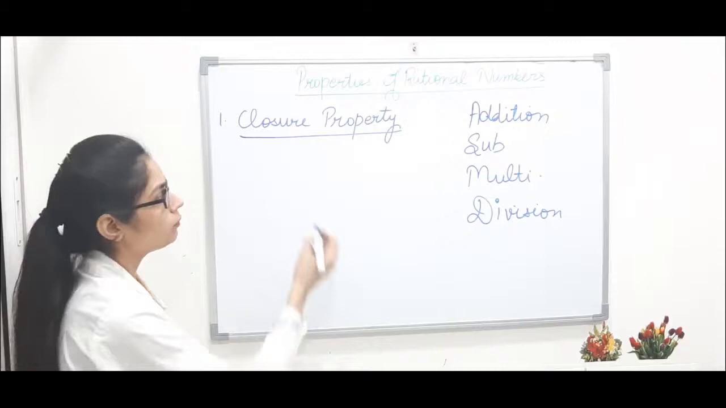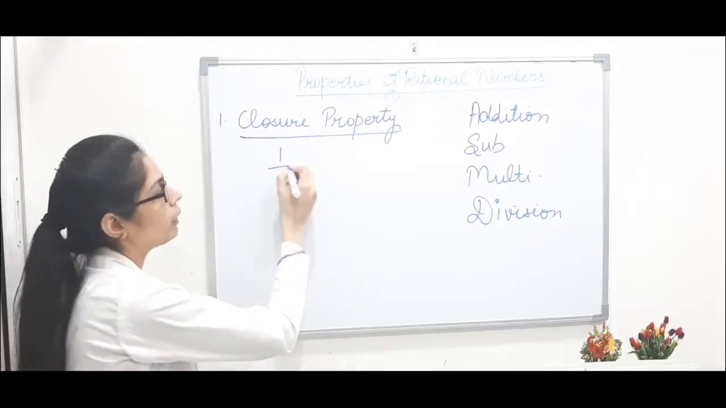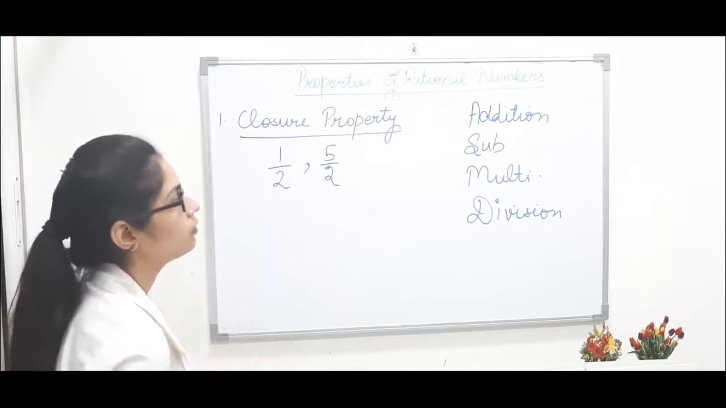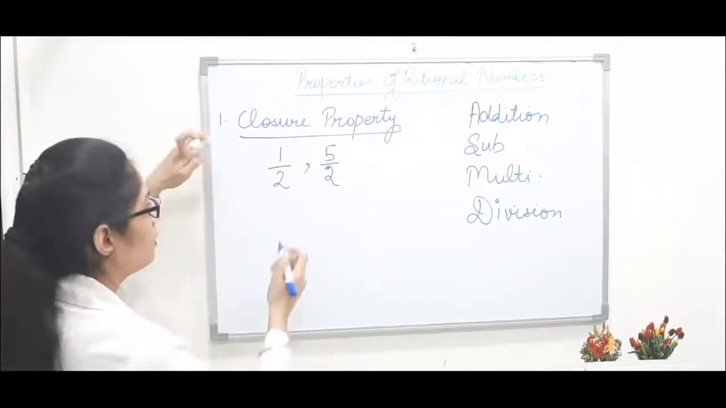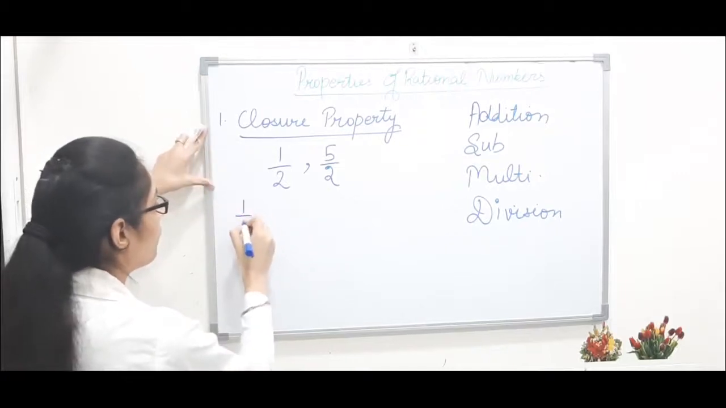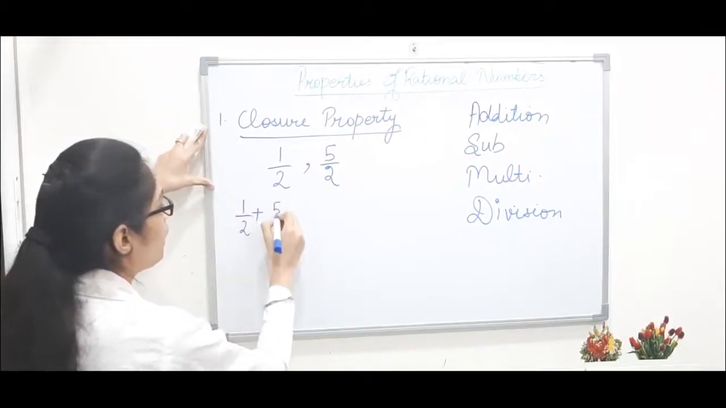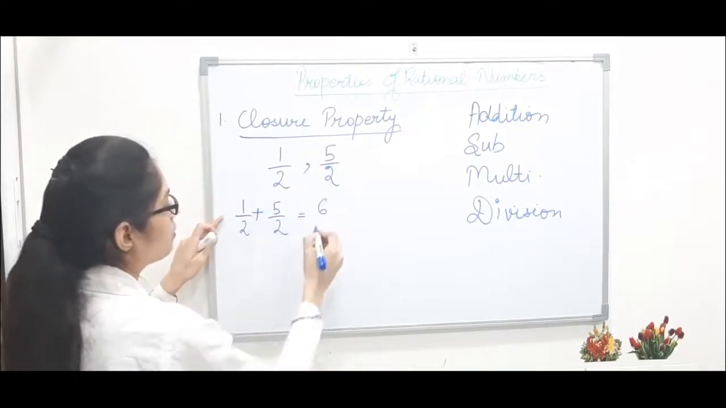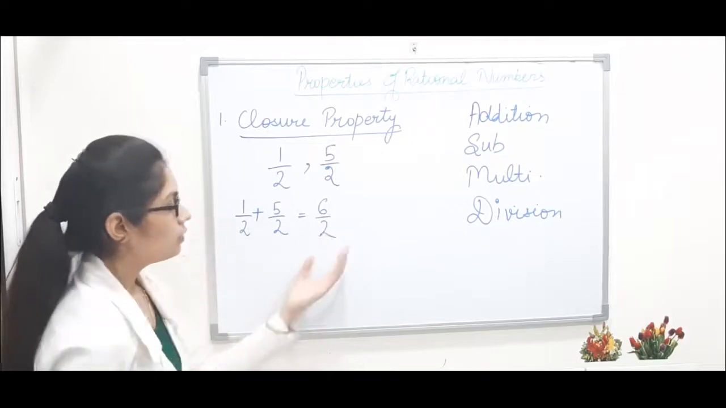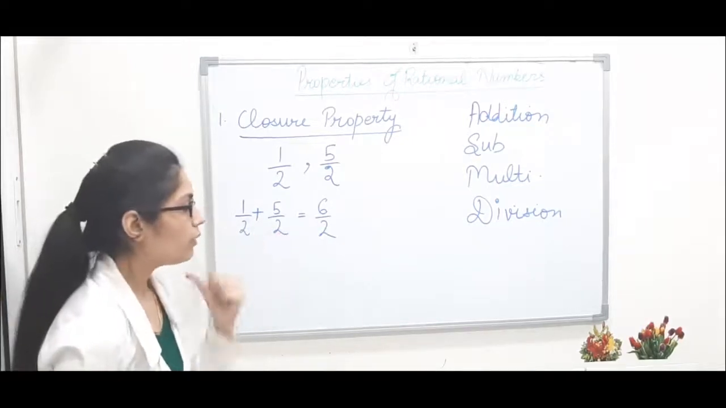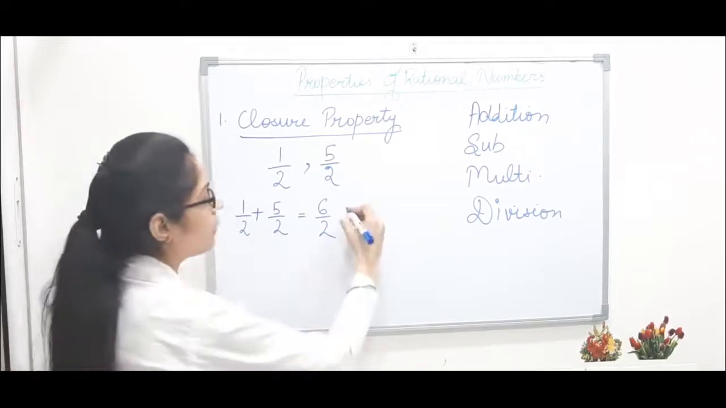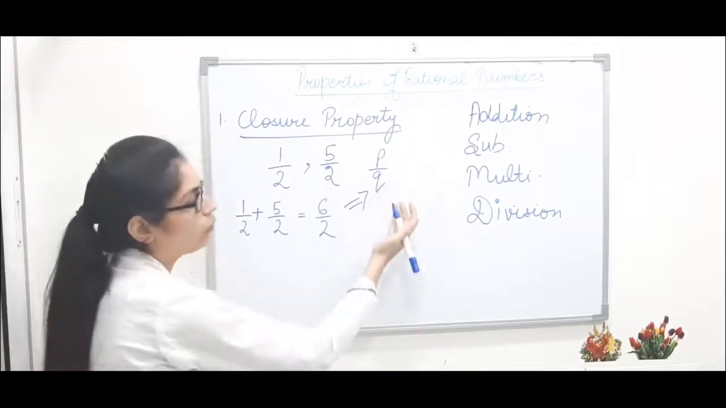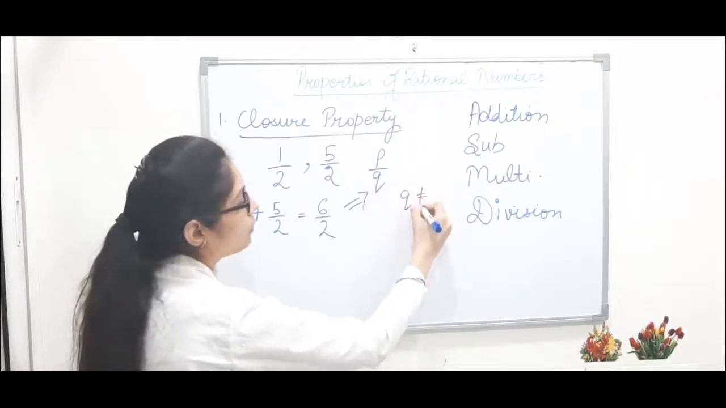So let's assume two very simple numbers, 1 by 2 and 5 by 2. So let's start with the addition. So let's add these two numbers, 1 by 2 plus 5 by 2. 1 plus 5 is 6, 6 by 2. I got 6 by 2 on adding two rational numbers, and I can see that 6 by 2 is also a rational number since it is in the form of p by q, where q is not equal to 0.